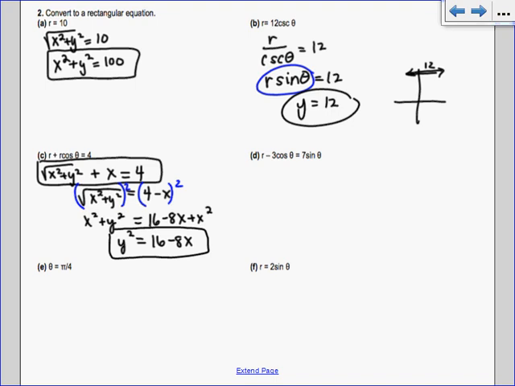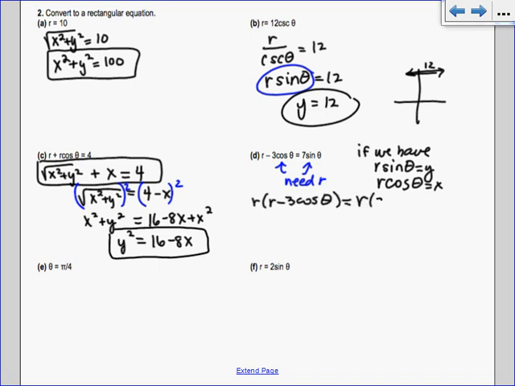All right, so the next one. So if I have r minus 3 cosine theta equals 7 times sine theta, we know that r sine of theta is y. And r cosine of theta is x. And we're almost there here, but we're missing r's, right? So what we're going to do is multiply both sides of the equation by the same thing. We're going to multiply through by r. So we're going to have r times r minus 3 cosine theta equals r times 7 sine of theta. And when we do that, we get r squared minus 3r cosine of theta equals 7r sine of theta.